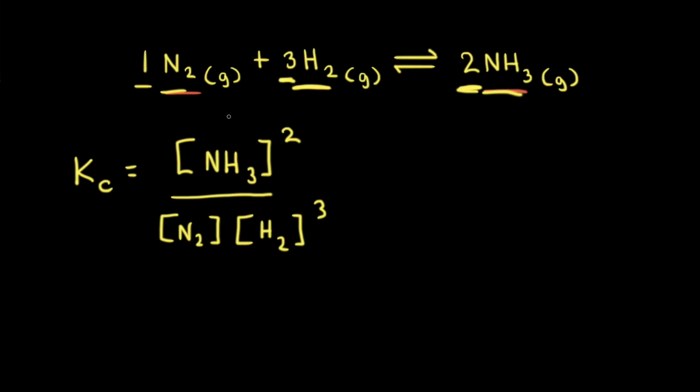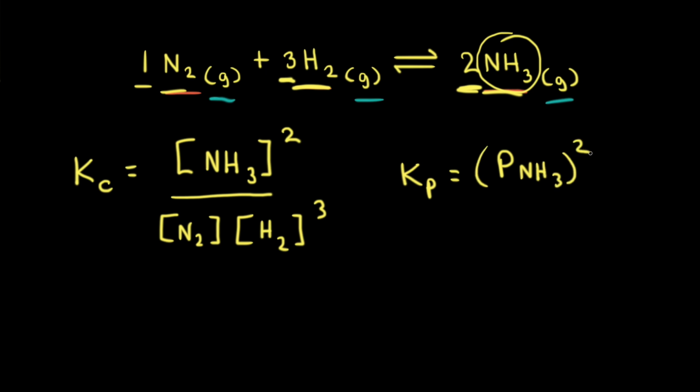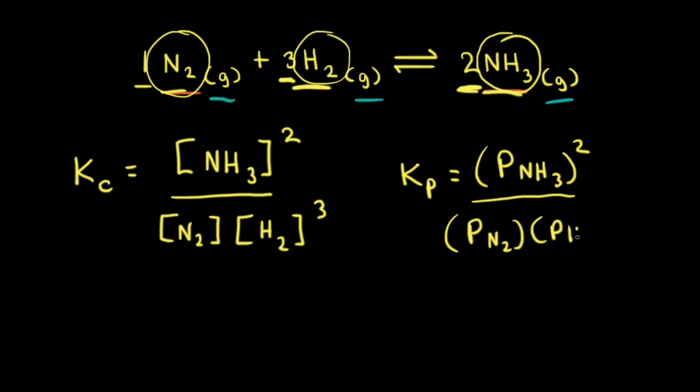So if we go back to our previous reaction where everything was in the gaseous state, we could write a Kp expression. So we would write Kp is equal to, we think about products over reactants, so this would be the partial pressure of our product, ammonia, raised to the second power, divided by the partial pressure of nitrogen raised to the first power, times the partial pressure of hydrogen raised to the third power.